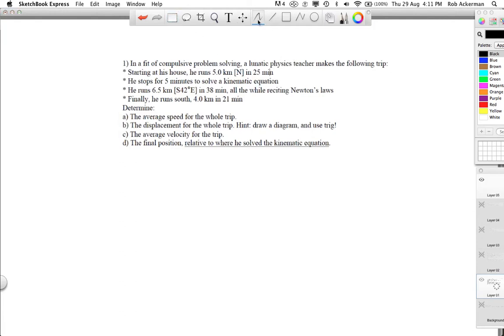Perfect. Okay. It talks about a physics teacher who is running around outside, and he does a number of things. He moves in a bunch of different directions, taking a certain amount of time. So starting from his house, he runs north, takes a certain amount of time. He stops for a certain amount of time. Then he runs in a different direction, a different distance, taking a different amount of time. And finally, he makes a turn and moves in yet another direction, a certain distance, in a certain amount of time. And then they ask you to calculate a whole bunch of things like average speed, displacement, average velocity, position, etc. And so how do you go about solving this problem?